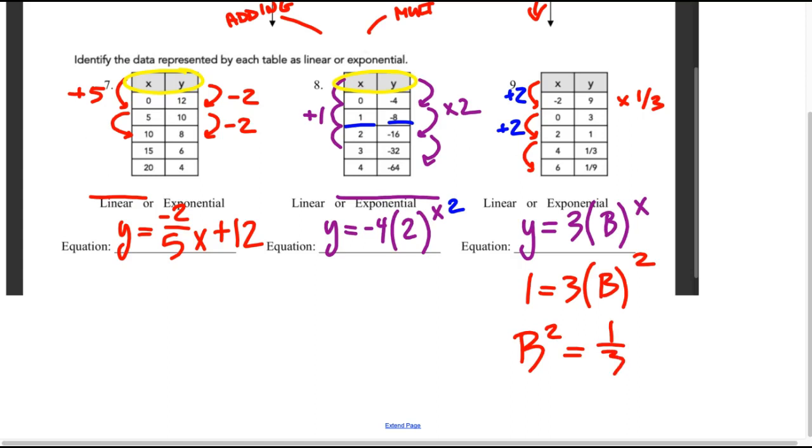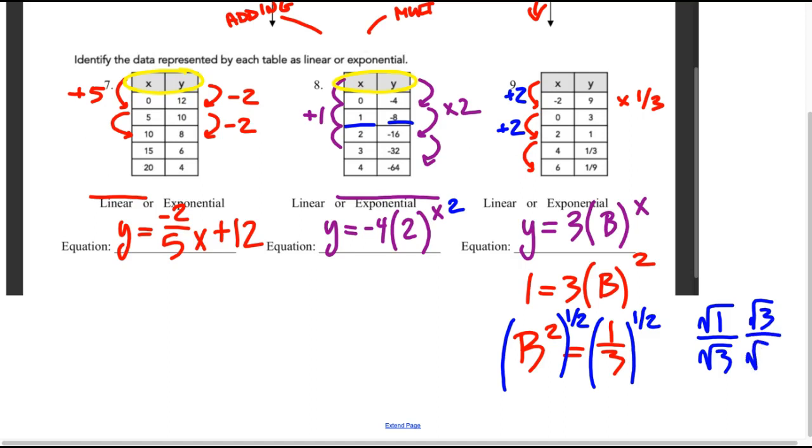All right, how do I get rid of a squared? You are probably thinking square root. Yep, square root or to the 1/2 power. And so I'm going to take 1/3 to the 1/2 power, which is a square root. So the square root of 1/3 is going to be the square root of 1 over the square root of 3. And after I rationalize that and I get rid of the radical in the denominator, because that's just not very proper, I'm going to get root 3 over 3.